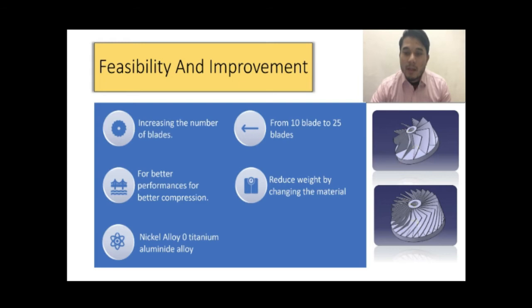In this section, the explanation of feasibility and improvement made from the old design of turbine propeller into the new design. The major improvement of the turbine propeller is the addition of the number of blades used. As studied, the old design of the turbine propeller used 10 blades, while the new design of the propeller used 25 blades. This is proposed for a new design because of the better performance, where increasing the number of blades could provide more compression of the turbine propeller when assigned.